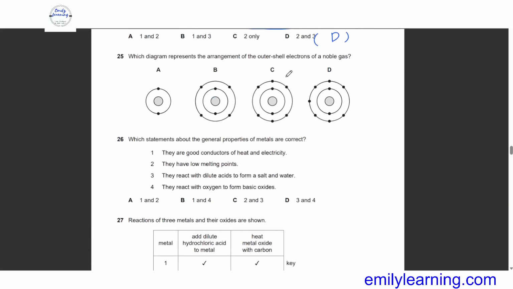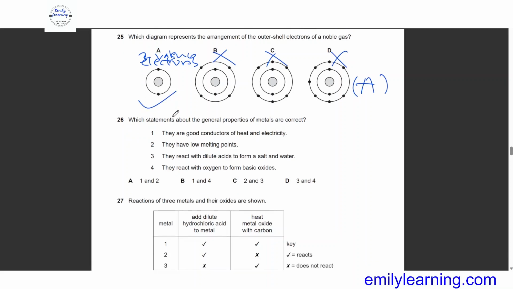Next, which diagram represents the arrangement of the outer shell electrons of a noble gas? Remember, for noble gases, except for helium, which is in the first period and has 2 valence electrons, the rest must have 8. This one has 4, so it's out. This one has 6, also out. This one has 7, also out. So it is A, because A is helium, in the first period. At most, it can have only 2 electrons.